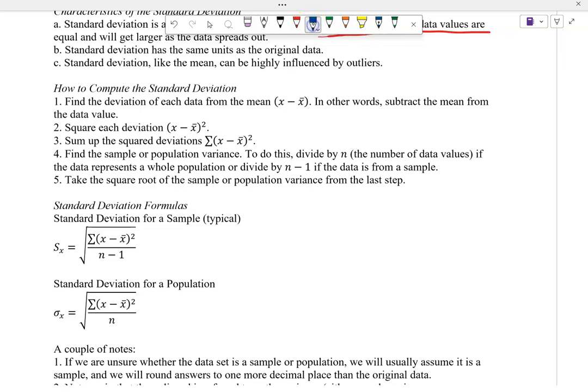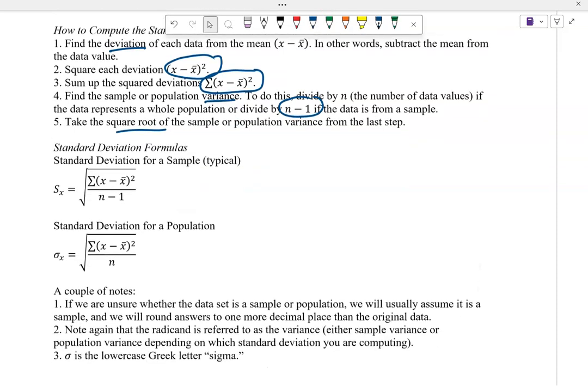Well, the first thing we're going to do is find the deviation. The second thing is we're going to square the deviation. The third thing is we're going to sum up all those deviations squared. Then we're going to find the variance, it's called. So we'll divide it by, in this case, n or n minus 1. And then finally, we'll take the square root, and that'll give us the standard deviation.